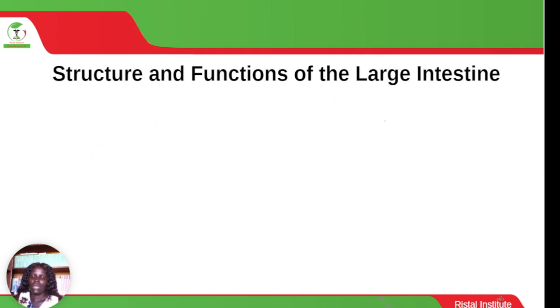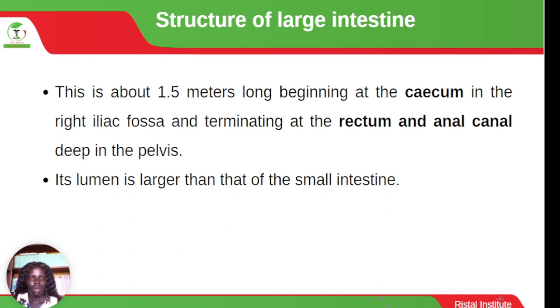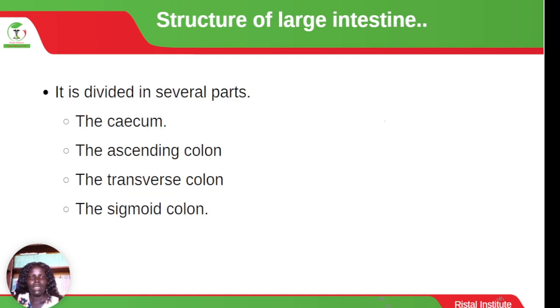Structure and functions of the large intestine. This is about 1.5 meters long, beginning at the cecum in the right iliac fossa and terminating at the rectum and the anal canal deep in the pelvis. Its lumen is larger than that of the small intestine. It is divided into several parts. We have the cecum, the ascending colon, the transverse colon, and the sigmoid colon.